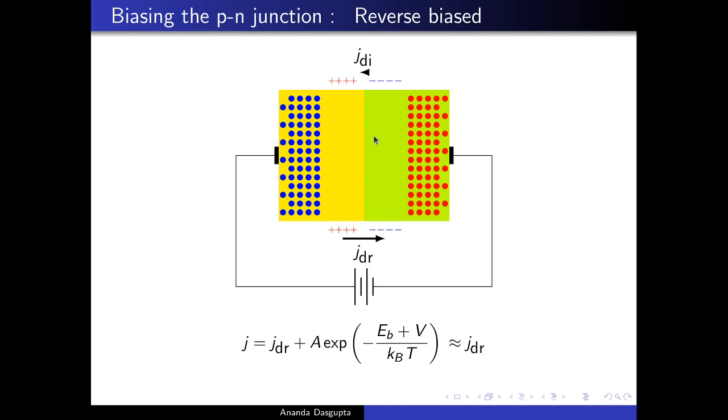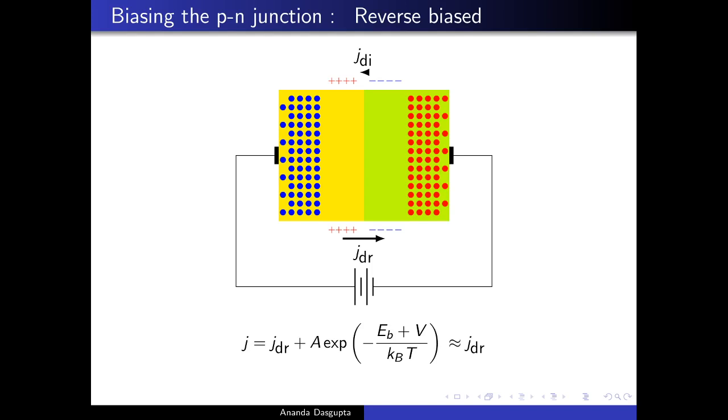It was so much smaller that it becomes negligible compared to J drift, and so you're left with almost J drift being the entire current. And this is a very, very tiny current, despite this big arrow that I've drawn just for illustration purposes. Remember, the drift current is completely controlled by the amount of minority charge carriers that can be produced within the depletion region by this electron hole pair production. That's much, much smaller than the current that's otherwise possible in an extrinsic semiconductor.